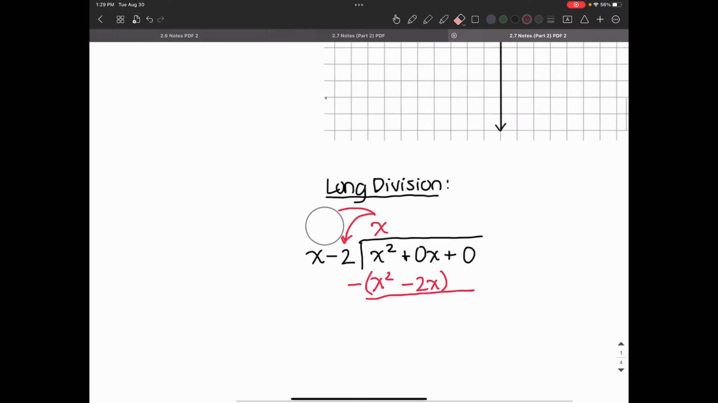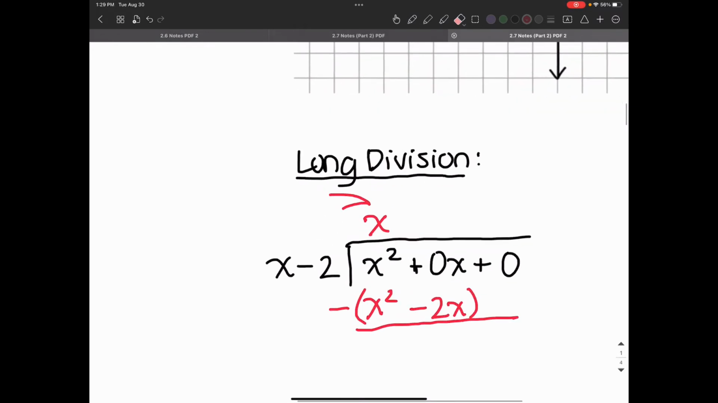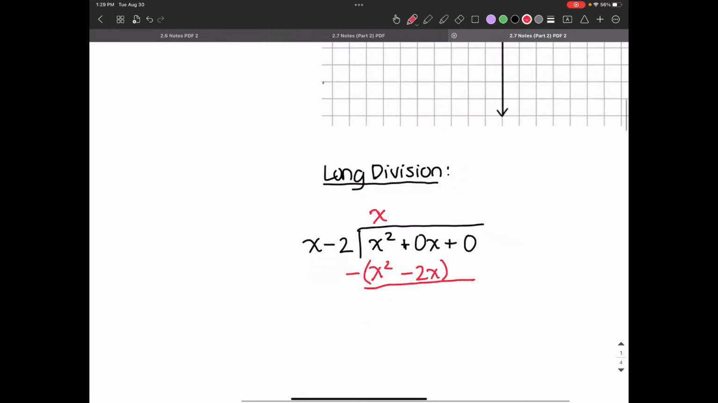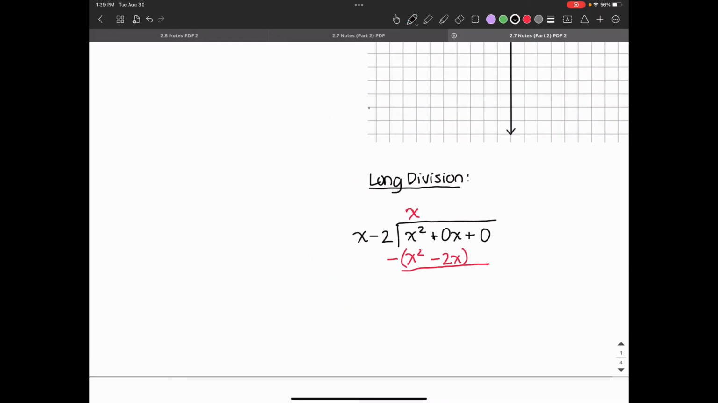After that, let me just erase this. I'm going to see that I have left over x squared minus x squared gives me nothing, 0, so I don't write anything. And then 0x minus negative 2x is actually 0x plus 2x, so I have 2x left over to take care of. I'm going to bring down the 0, so I'll have 2x plus 0, and then I'll keep going.